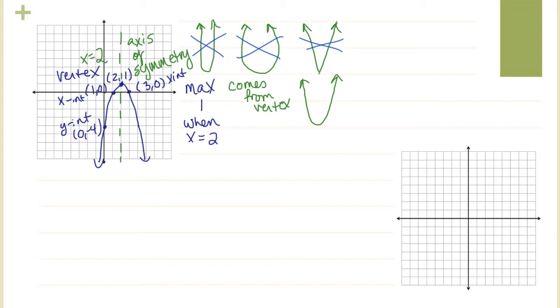So again, I'm going to draw this over here. Someone throws it up in the air, it reaches the maximum height of 1. When does it happen? When x is 2. And then it goes back down.